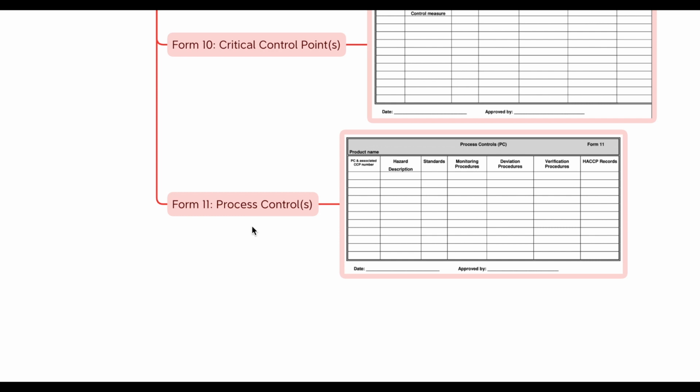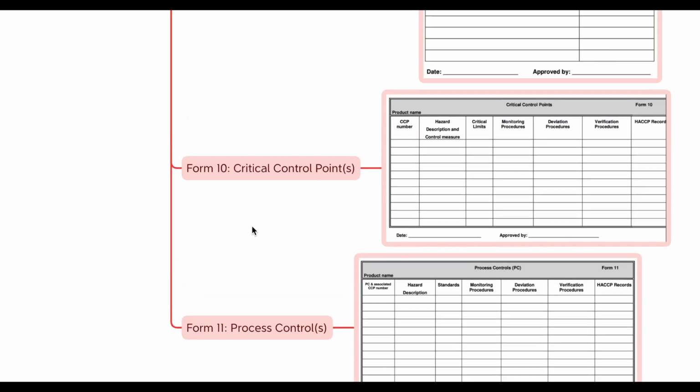This brings us to the end of our journey through the Food Safety Enhancement Program Manual. We've covered a lot of ground today, from the importance of product descriptions and ingredient lists to the intricacies of hazard identification and control.